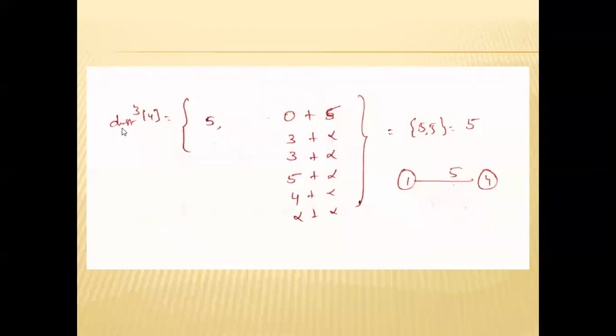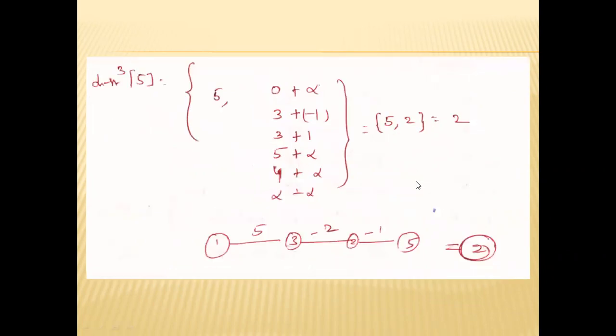Next, distance power 4. Same as before, we calculate distance power 3, 4, 5 comma 0 plus 5. Here there is no path available from 1 to 4 by using 2 edges or 3 edges. So we consider only 1 edge.